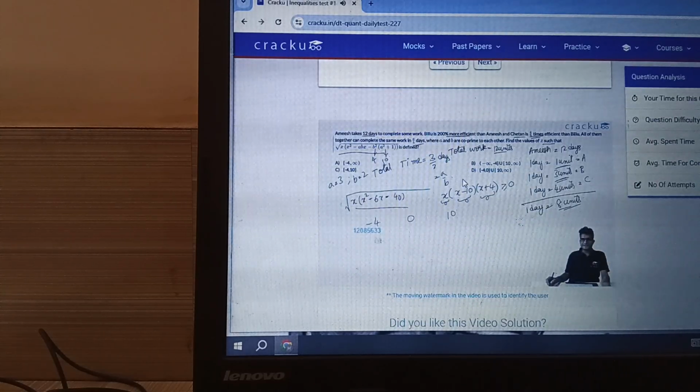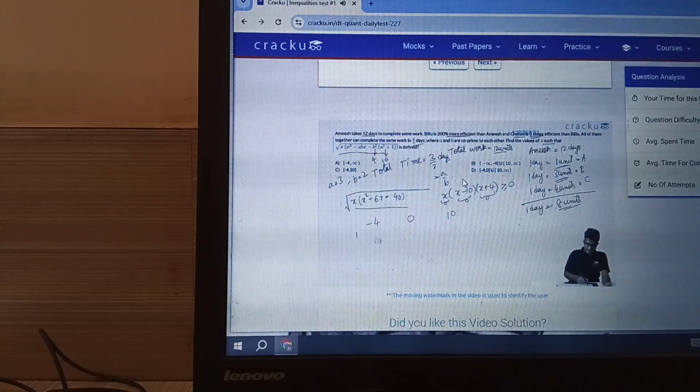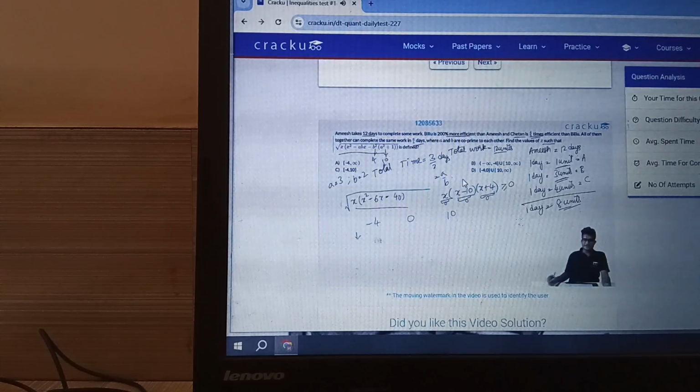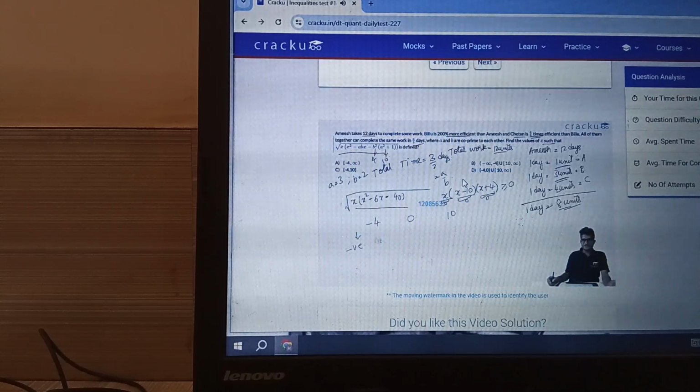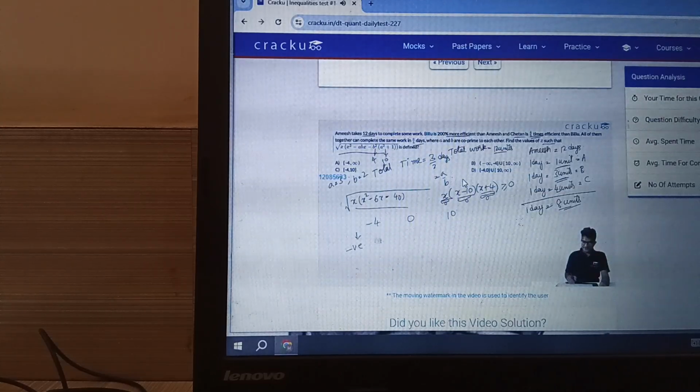Now if x is less than minus 4, over here, x plus 4 is negative, x minus 10 is negative, and x is negative. So it will be the product of 3 negative terms, so the overall product will be negative. If x is lying between minus 4 and 0, x plus 4 will be positive, but x and x minus 10 will be negative. So the overall product will be the product of 2 negative terms and 1 positive term, so it is going to be positive.